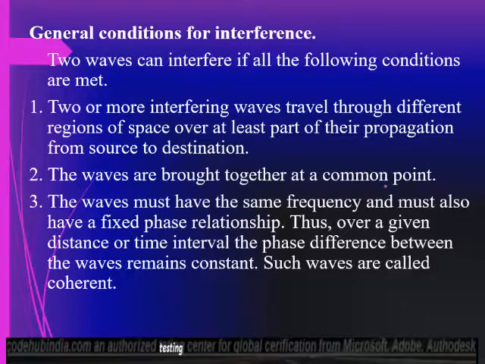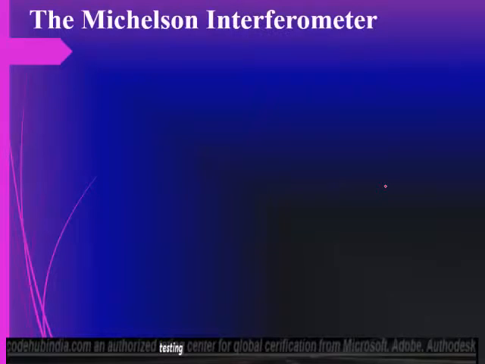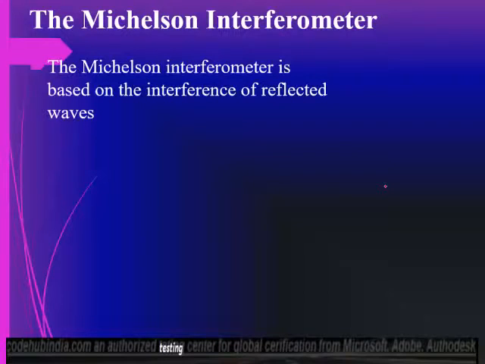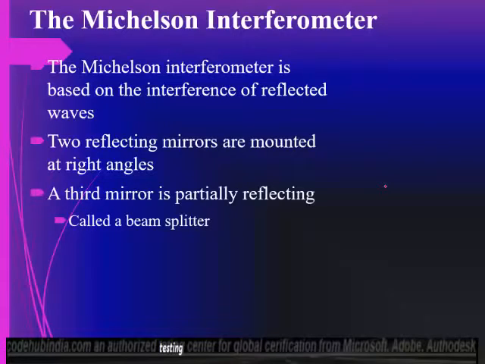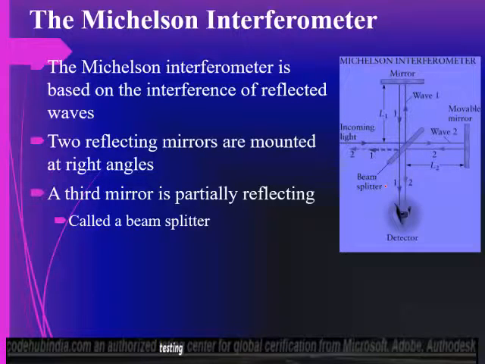Let us discuss the waveform required. How to measure it? With an interferometer. The interferometer is based upon the interference of the reflected waves. Two reflecting mirrors are mounted at a right angle. The third mirror is partially reflected, called the beam splitter. How does it work? This mirror and this mirror.